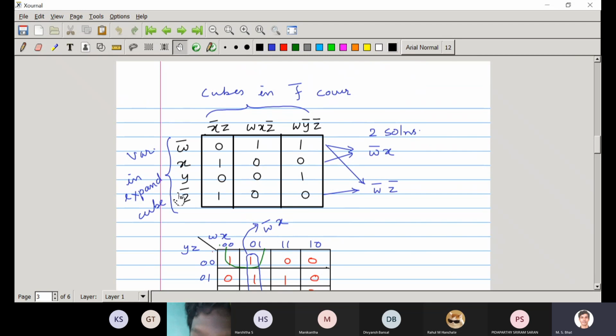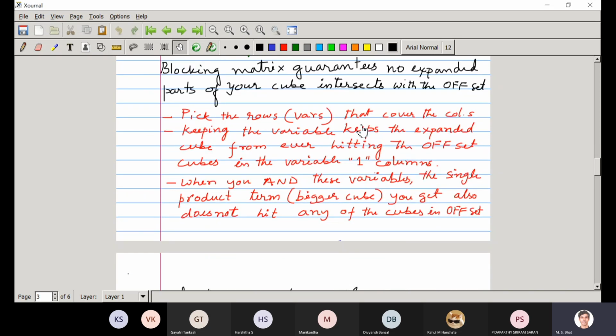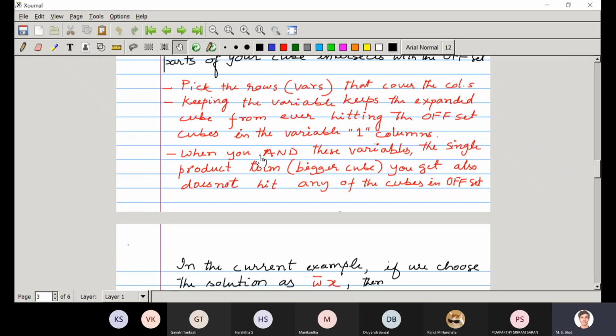We saw that the expanded cube for w bar x y z bar is either w bar x or w bar z bar. The blocking matrix guarantees that no expanded part of your cube intersects with the offset. So pick the rows or variables that cover the columns. Keeping the variable keeps the expanded cube from ever hitting the offset, and when you add the variables, the single product term, the bigger cube you get, also does not hit any of the cubes in the offset.